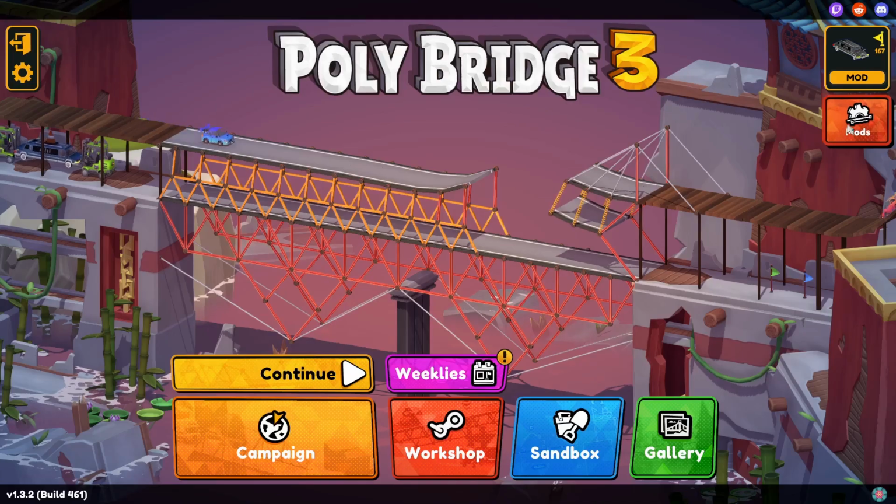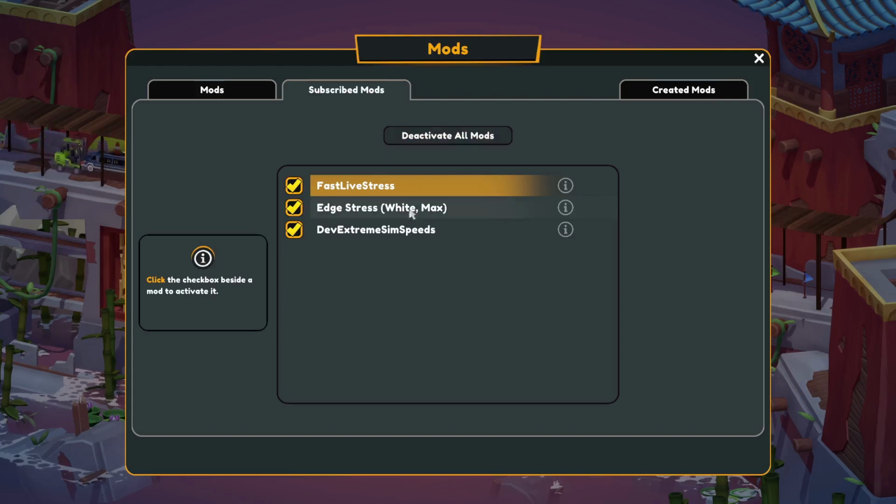If I go to the other mods, Edge Stress is by far the number one mod that I recommend for someone trying to get into stress and basically looking at this leaderboard. The reason for it is very simple. It's only going to show you 10 numbers.